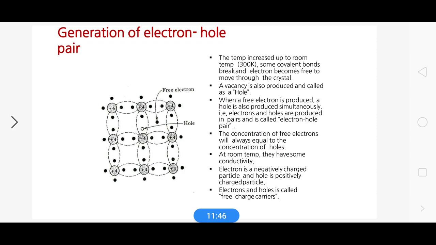And the movement of the electron is always opposite to the movement of the hole. So there will be movement of electrons, as well as movement of holes, in the crystal. So the total conductivity will be due to the movement of electrons as well as the movement of holes. Means there is an electron current and there is a hole current in the intrinsic semiconductor.